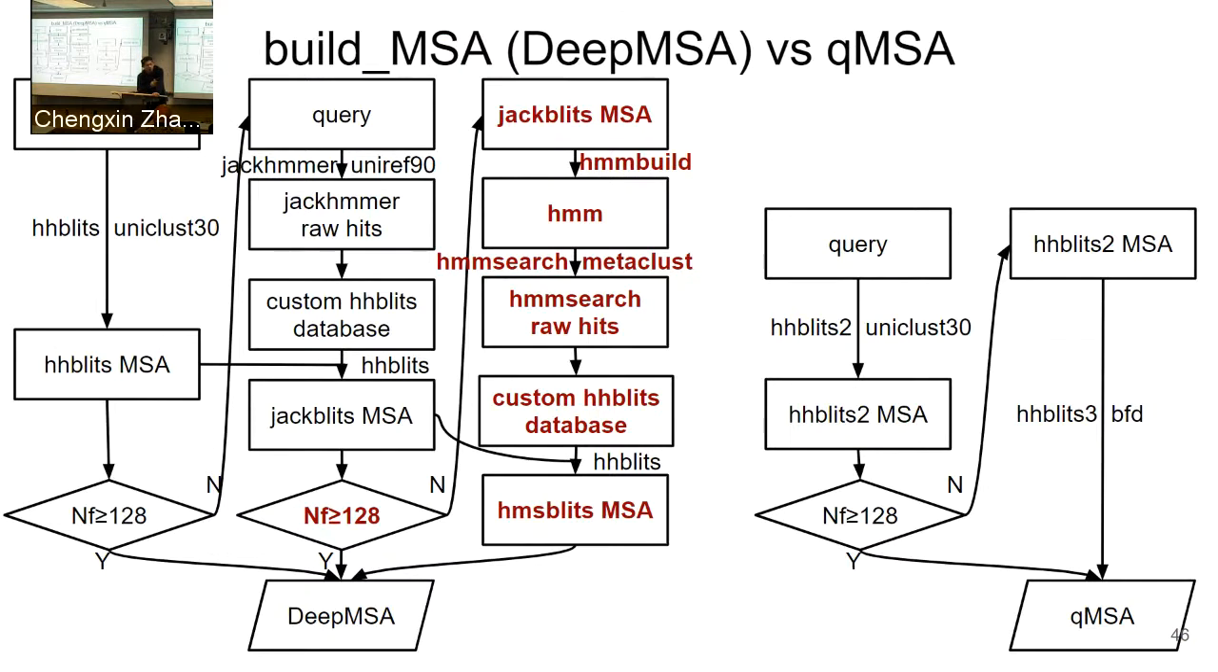Yes. Is there a reason why you chose 128 as the number of results you needed? So this is what we tuned empirically. There's no theoretical justification. What we find is that you don't always get improvement when you get more sequences. In fact, if your number of effective sequences is greater than 128, adding more sequences will just make more noise. Because the more sequences you have, the more difficult it is to align accurately.